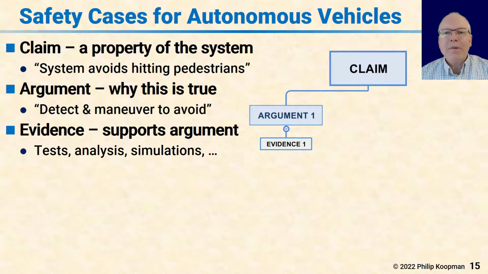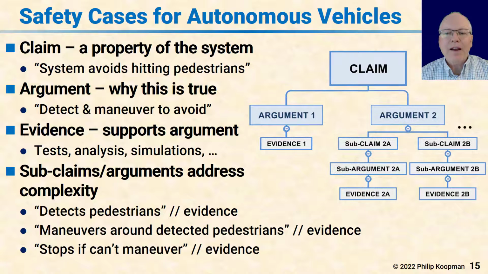Each argument is backed by either sub-arguments or evidence. In this case, evidence might be tests, analyses, simulations, and so on. So the idea is you have a claim, argument, evidence chain saying, here's why we think we're safe, and then here's the arguments and evidence to back that up.